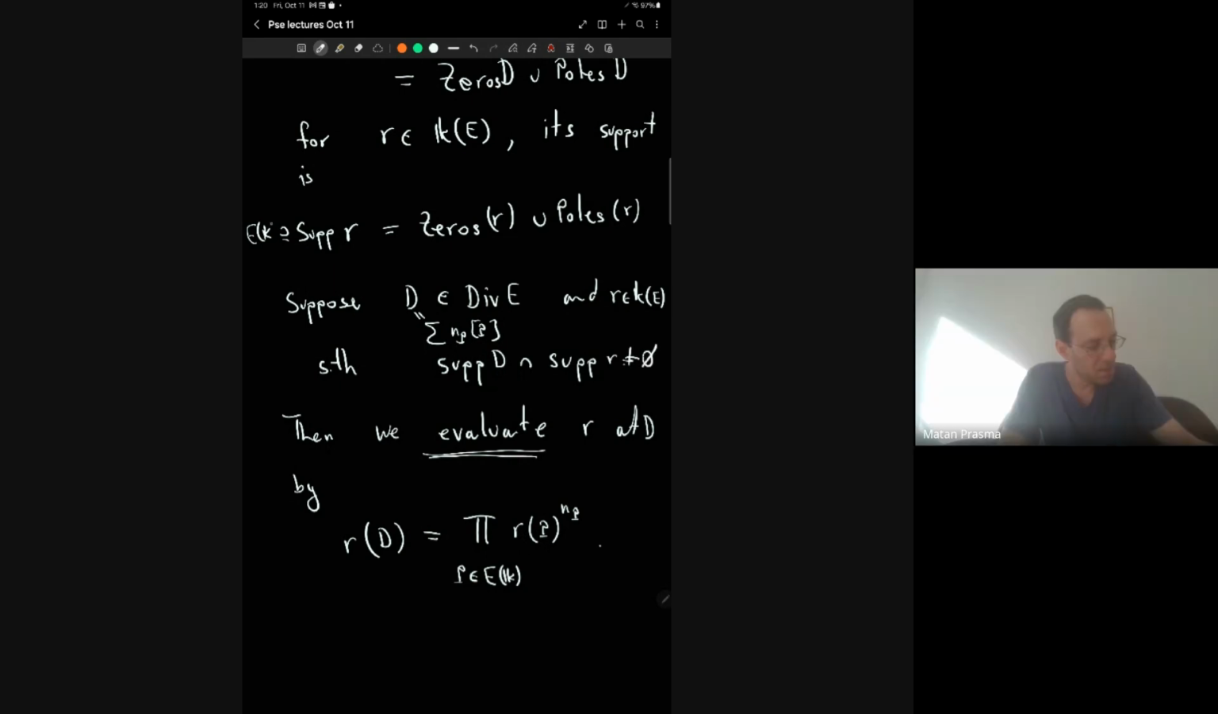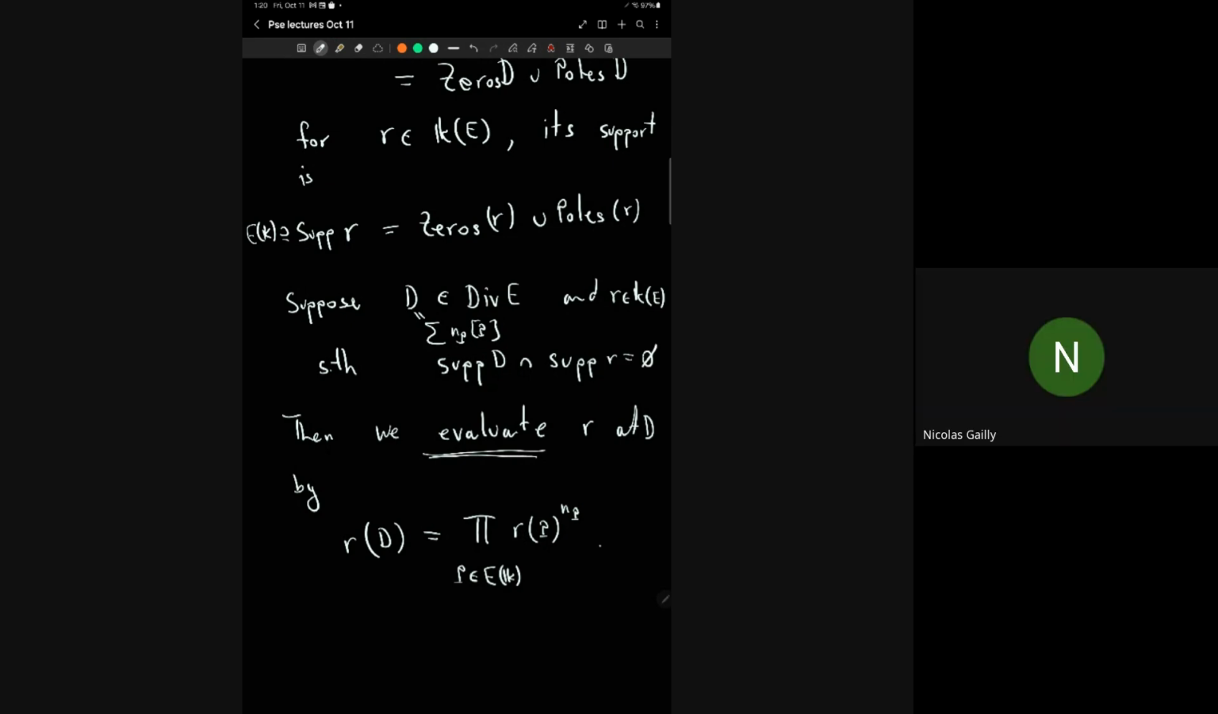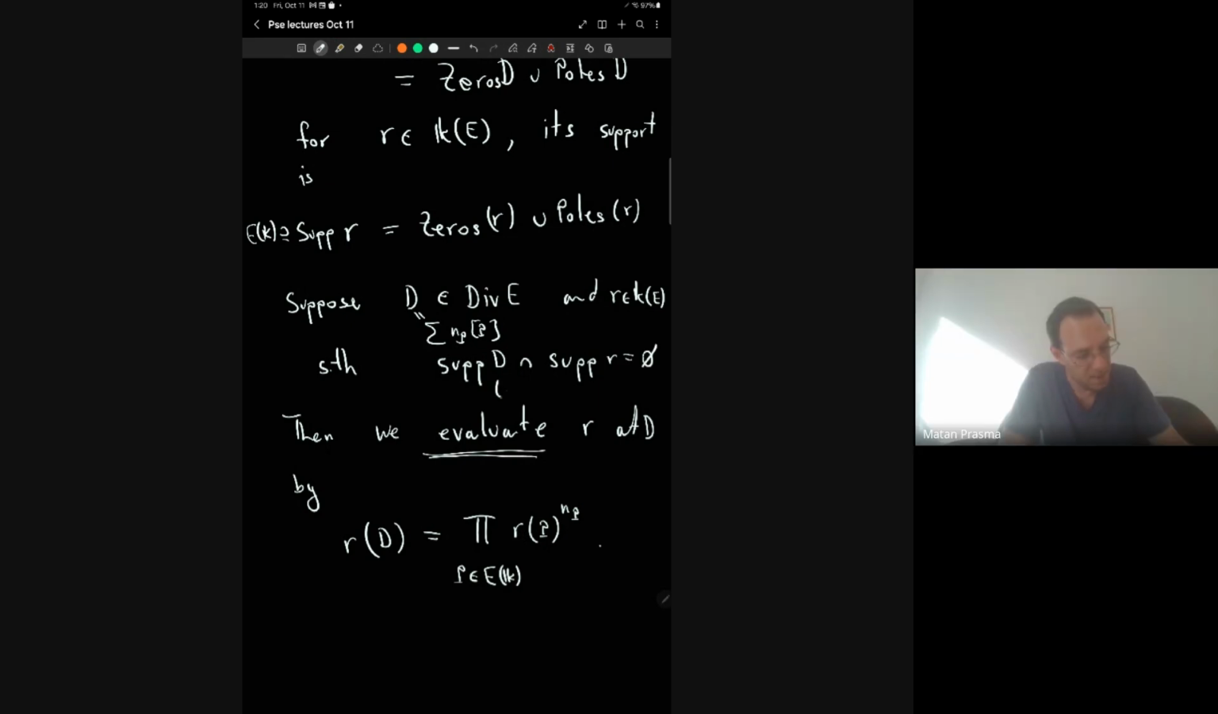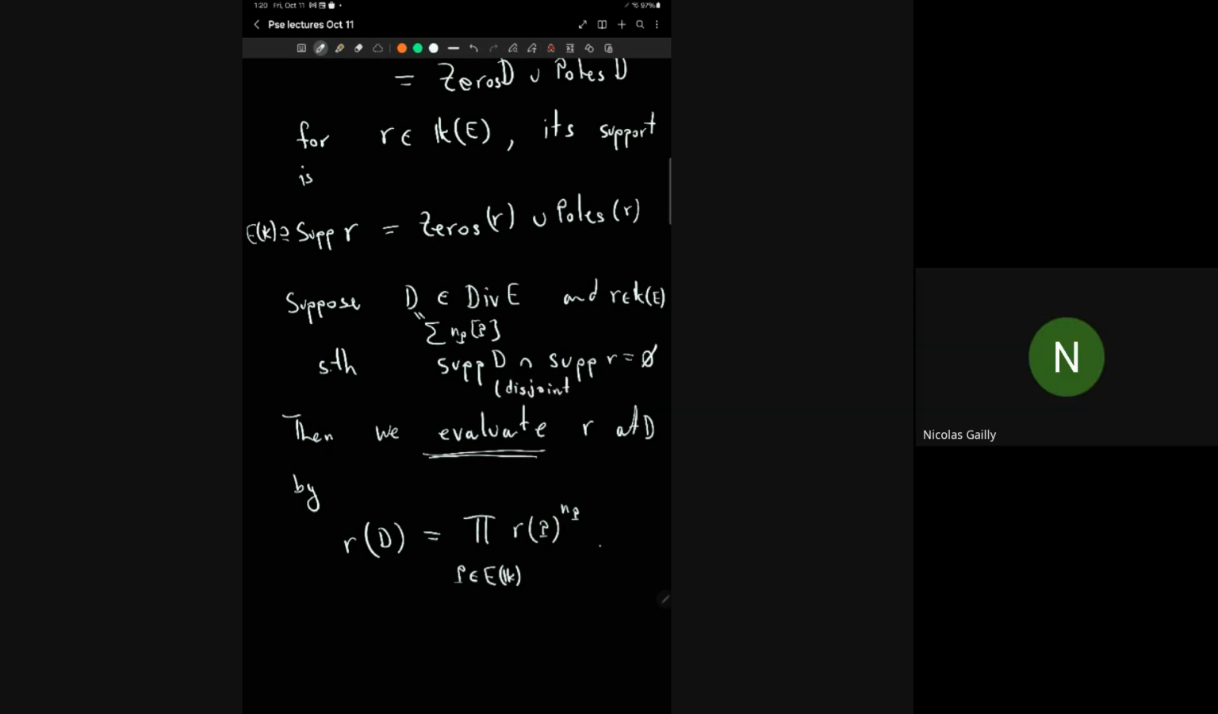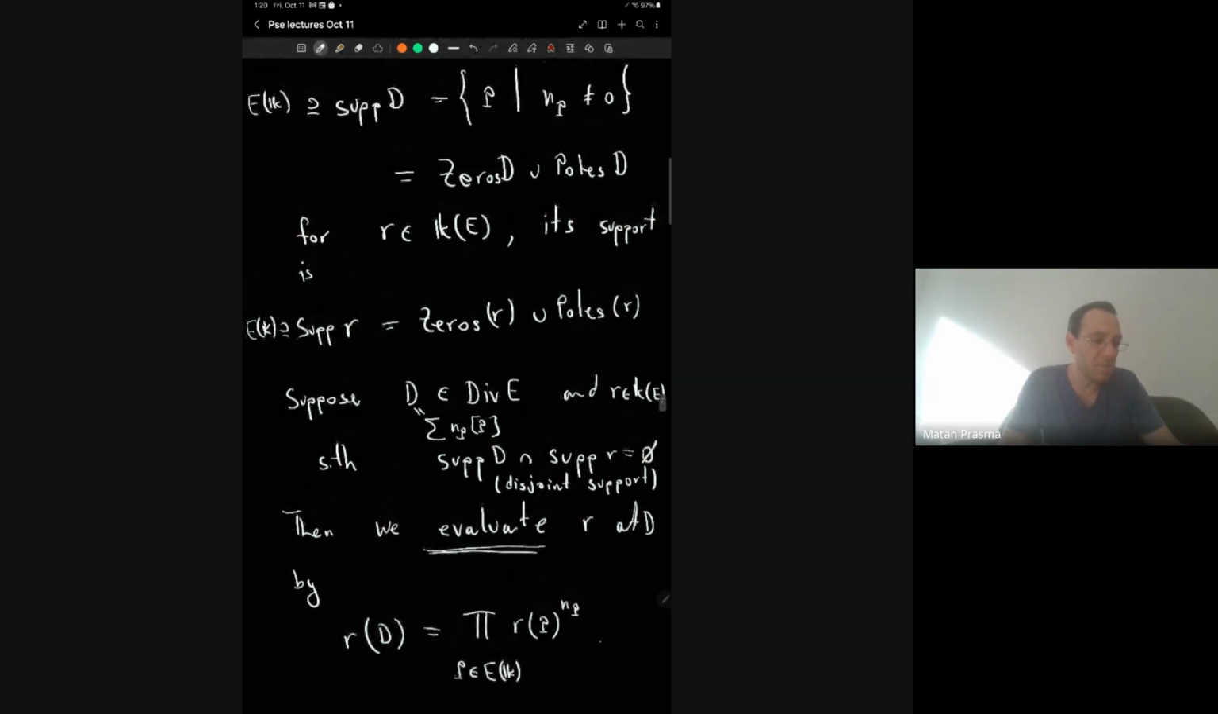Yes. Sorry, I should have said the support of D intersection the support of R is the empty set. So this is disjoint support. Ah, sorry, you define the support of R just below, before. Okay, so that makes sense. The support of R and the support of D are defined using the same principle: the set of zeros and the set of poles.